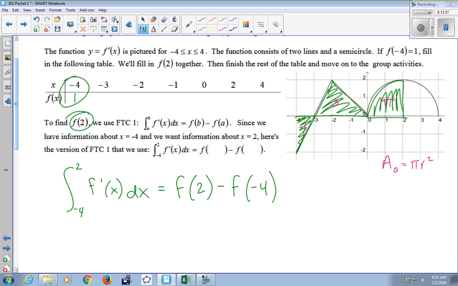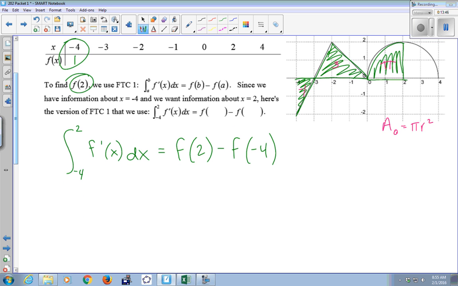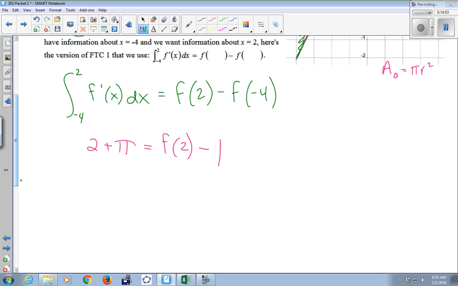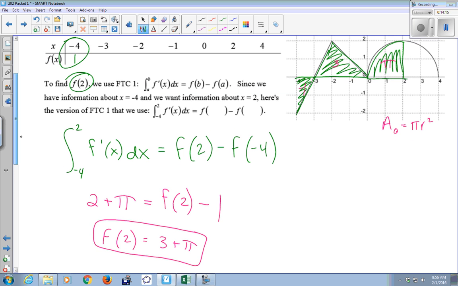All right, so my integral is just the sum, the net sum of the areas where you count area below the x-axis as negative. So I've got 2 plus pi as my integral from -4 to 2. F of 2 is what I'm looking for. I don't know it yet. And f of -4 was given as 1. Solve for f of 2 just by adding 1 to both sides. So I get f of 2 is 3 plus pi. So I can put that here, 3 plus pi.